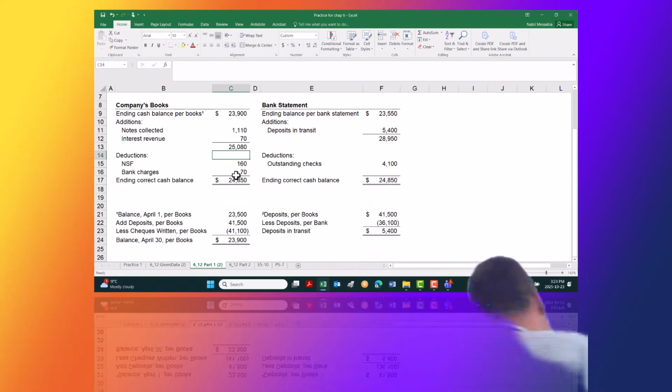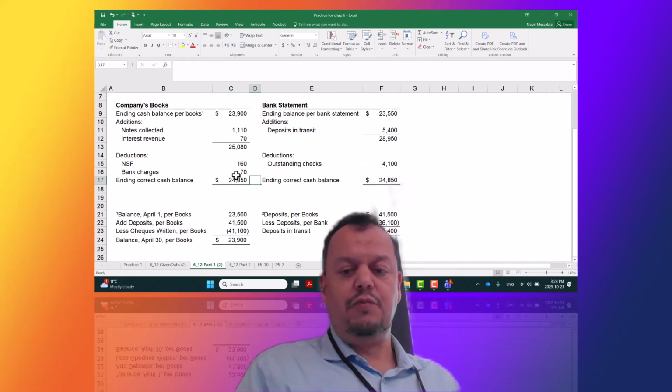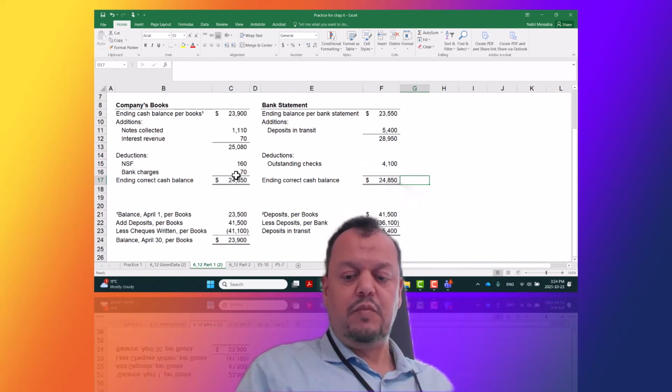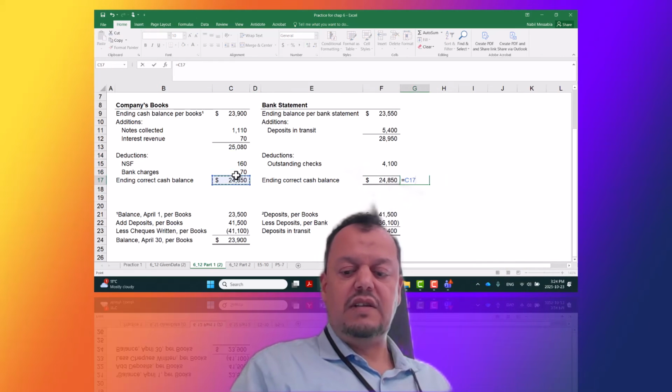And that's it. As you can see now, we end with a corrected balance of $24,850 in our books after correction. Now we can say that the reconciliation has been made, and we managed to justify the difference. So next step is to do what? I can check for control purposes that the difference is 0. This minus this.